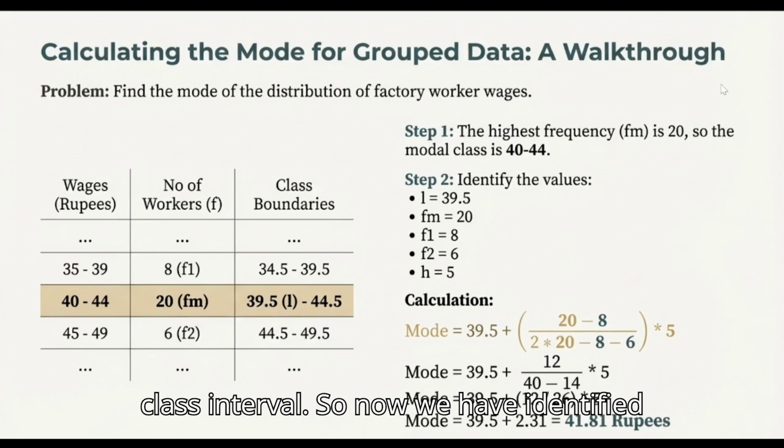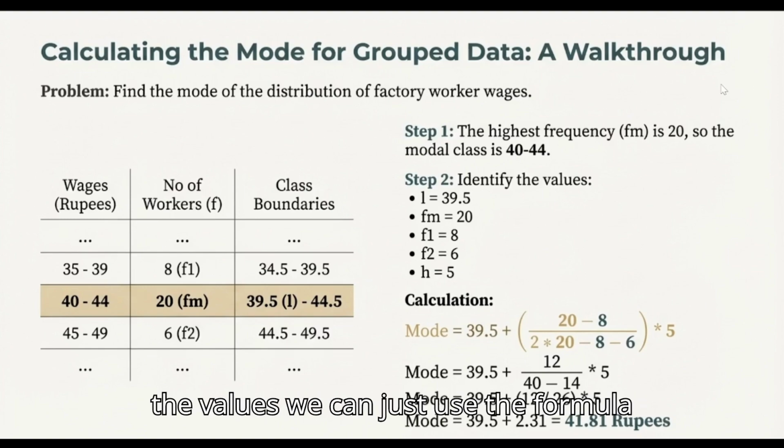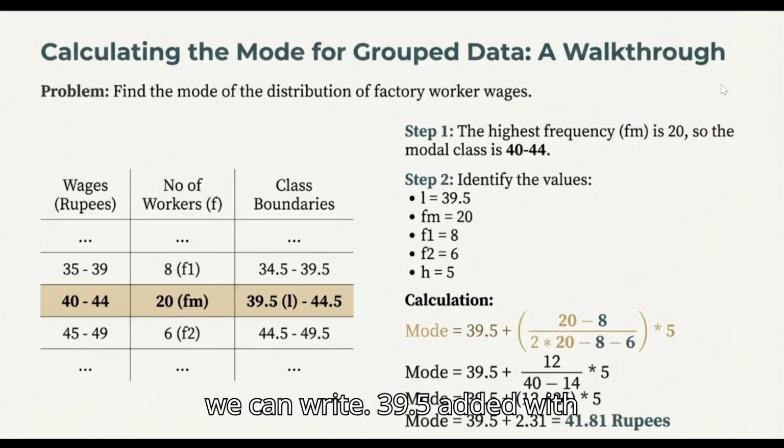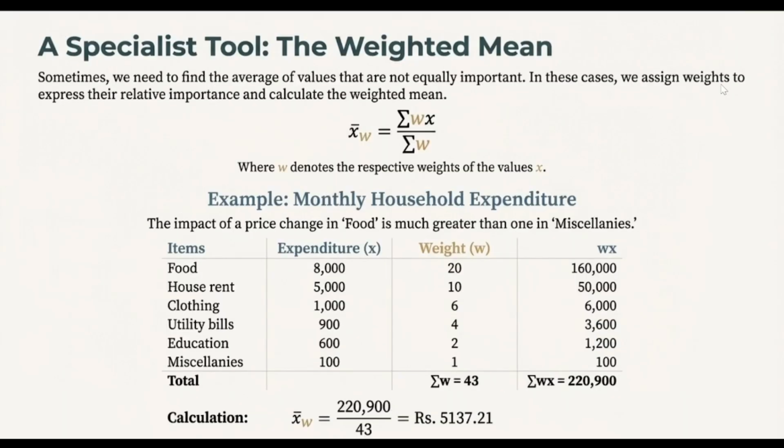So now we have identified the values, we can just use the formula. We can write 39.5 added with (20 minus 8) divided by (2 into 20 minus 8 minus 6), into 5. That gives us 39.5 added with 2.31. So that is 41.81 rupees. This is our mode for group data.